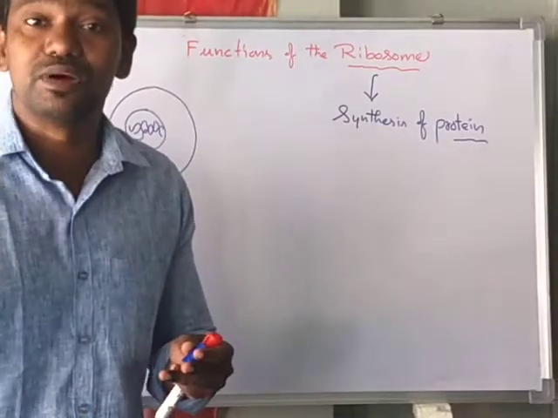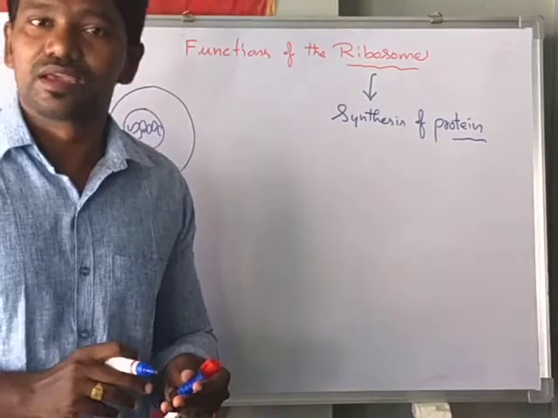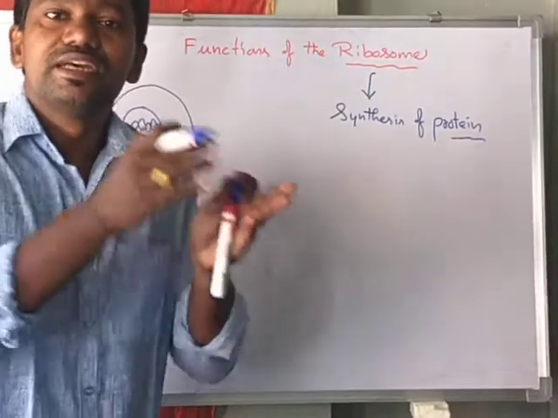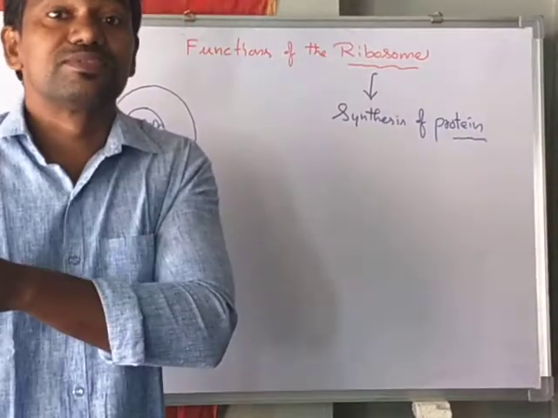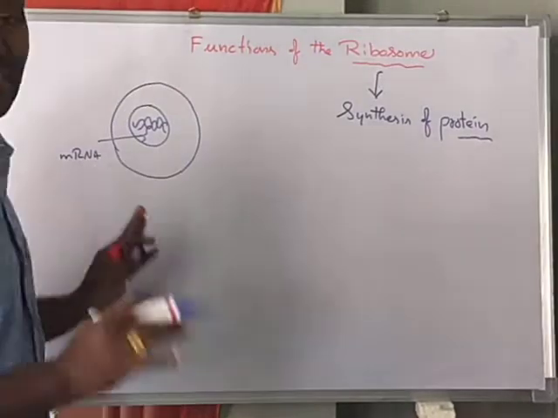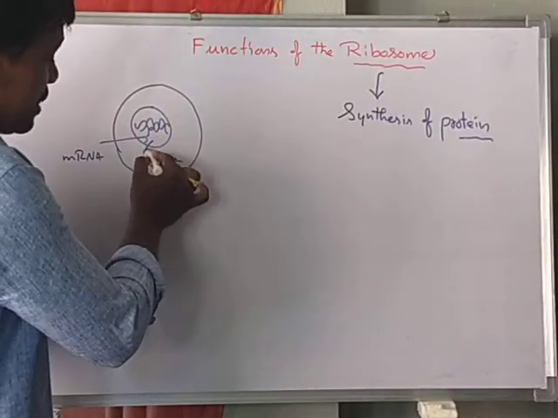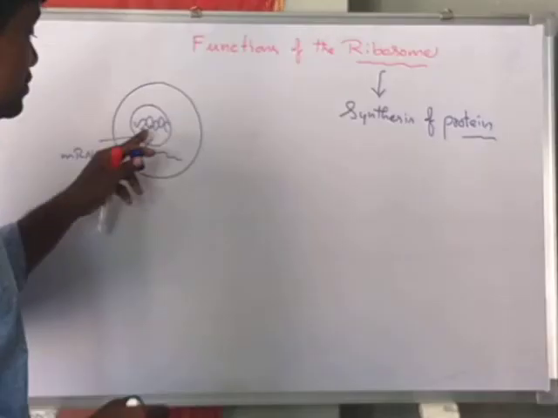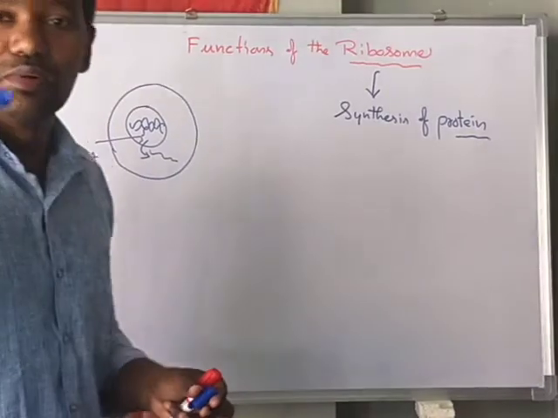So mRNA helps in protein synthesis, and that process is called translation. Transcription means DNA transcribes the mRNA, and the mRNA producing the specific protein is called translation. After transcription, the mRNA comes from the nucleus to the cytoplasm.